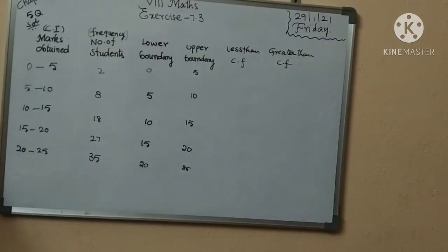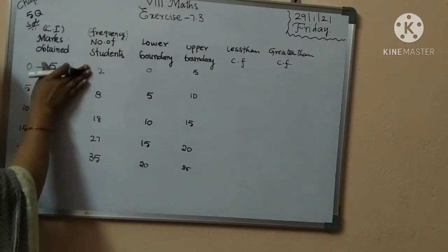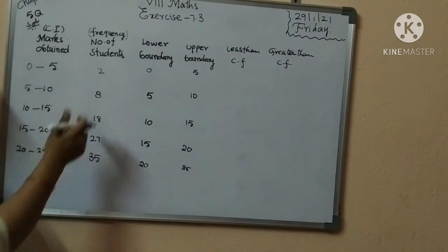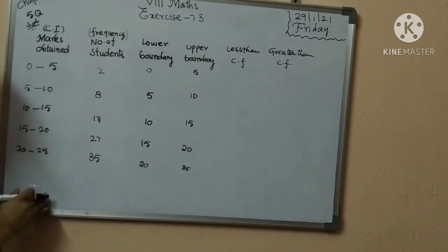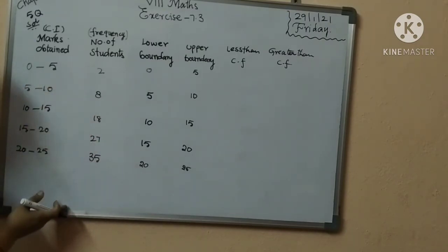So next one, less than cumulative frequency and greater than cumulative frequency. How to find the less than cumulative frequency and how to find the greater than cumulative frequency? Now we have to take the frequency, adding top to bottom, for the less than cumulative frequency. Greater than cumulative frequency means adding the frequency from bottom to top.